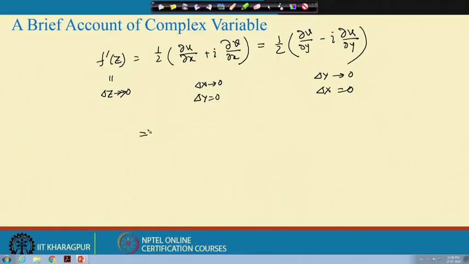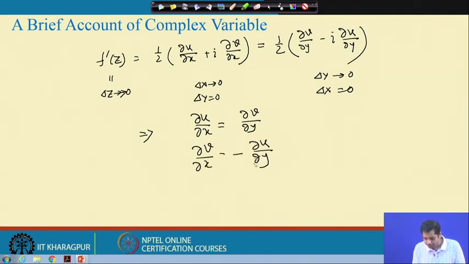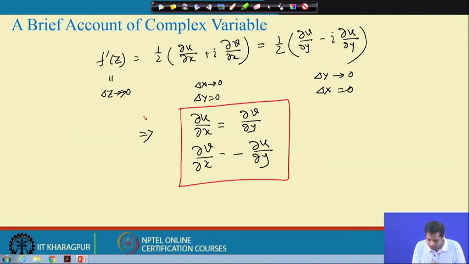Now, if they are the same, then if you recall how we compare two complex variables, we compare the real part and the imaginary part. Comparing the real part, del u del x is equal to del v del y, and the imaginary part, del v del x is equal to minus del u del y. This is very important.